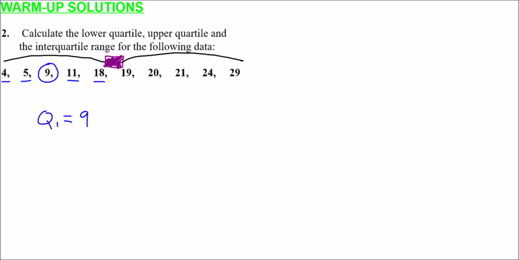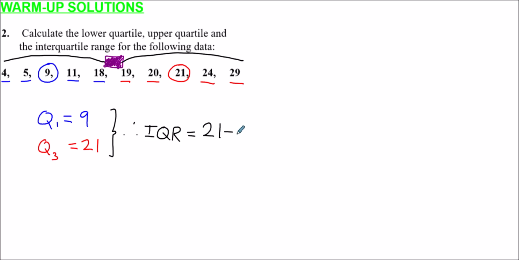We do the same on the right-hand side. The median won't be the end ones. It won't be 19 or 29, nor 20, nor 24. So the median of the right-hand side numbers, which is the upper quartile, is 21. So Q3 is 21. From these two values, we can work out the interquartile range. The interquartile range, IQR, is 21 subtract 9, which is 12.